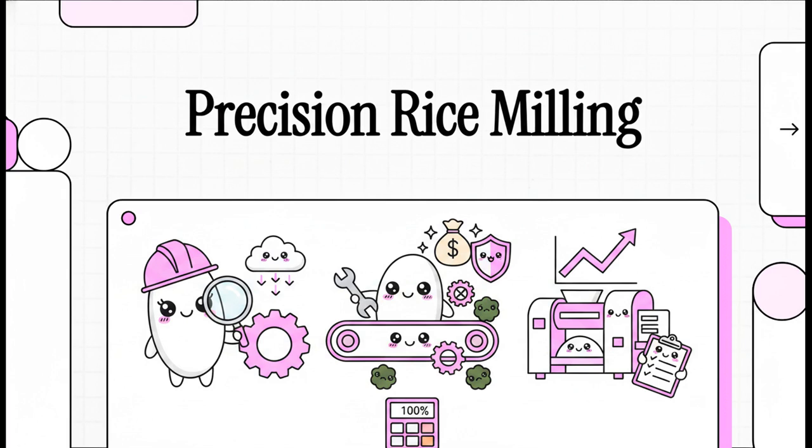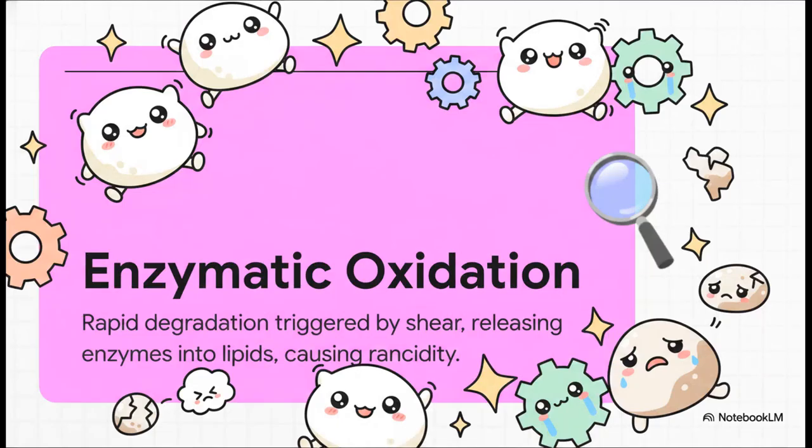We are navigating a microscopic minefield where a single millimeter of mechanical misalignment or just a fraction of a percent in your moisture tolerances is the exact difference between a highly profitable premium product and a warehouse full of completely ruined, unsellable inventory. Because the exact second you violently shear that outer protective husk off the raw paddy, you trigger a metabolic countdown. It's called enzymatic oxidation.